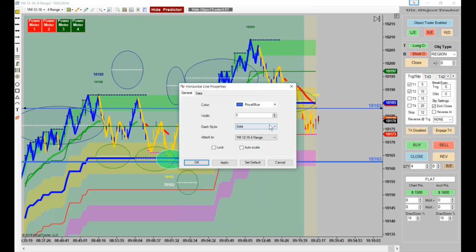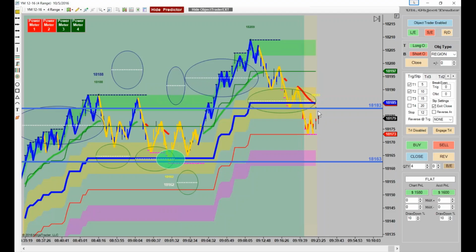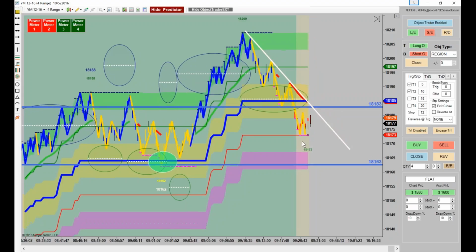I need to remember my setting. Let me change it again. So resistance is right there. You could draw a trend line. Gives you all kinds of times to prepare for this. Haven't had a Phantom just yet.